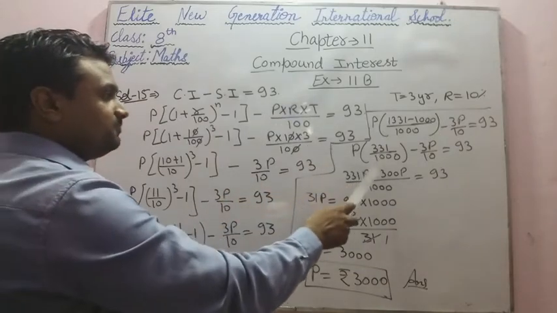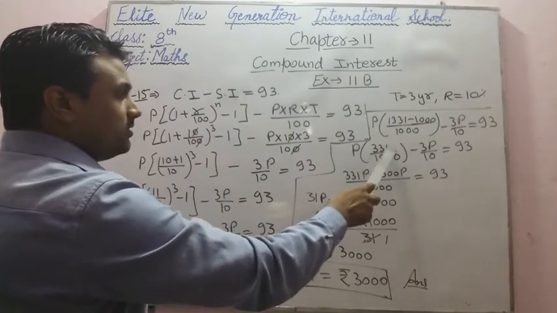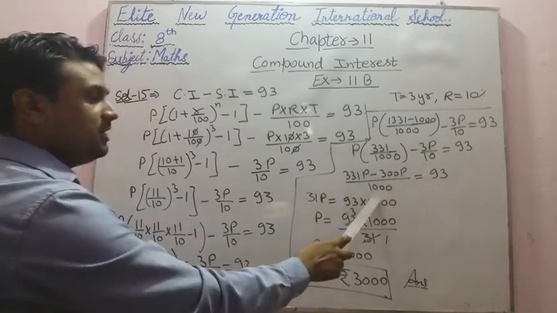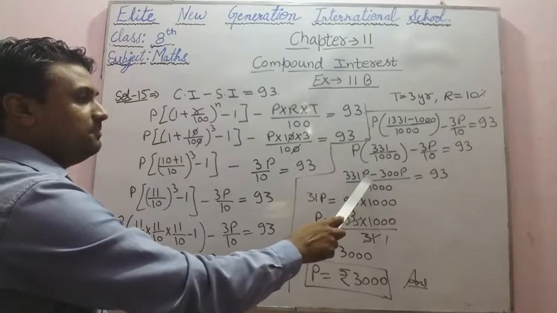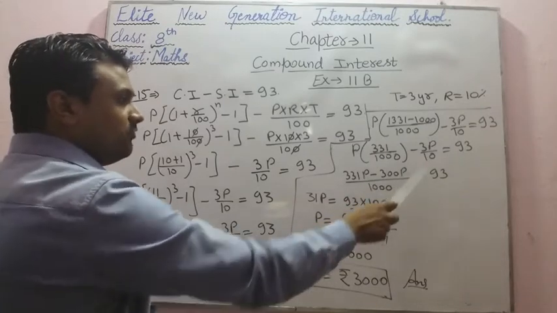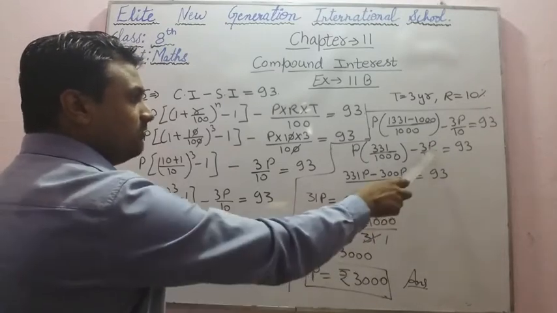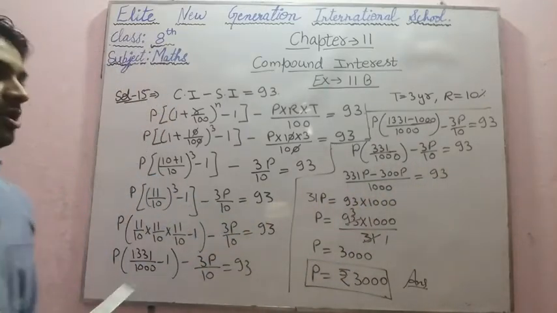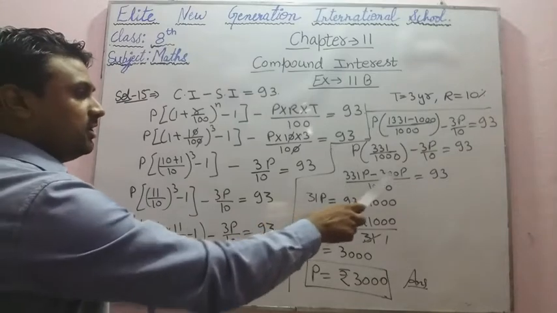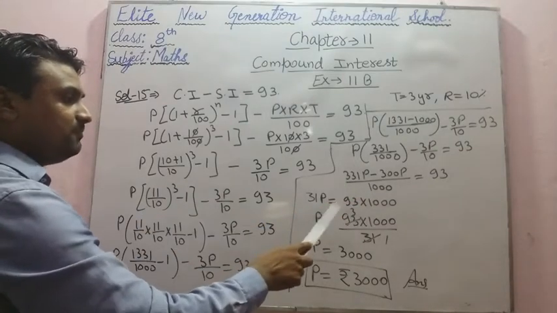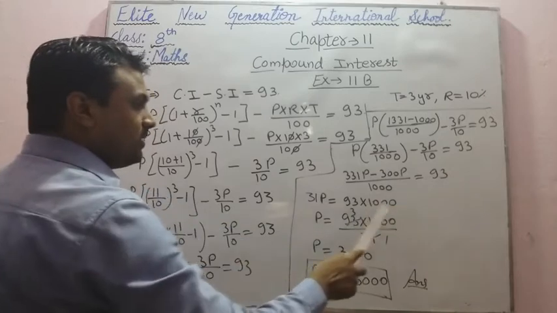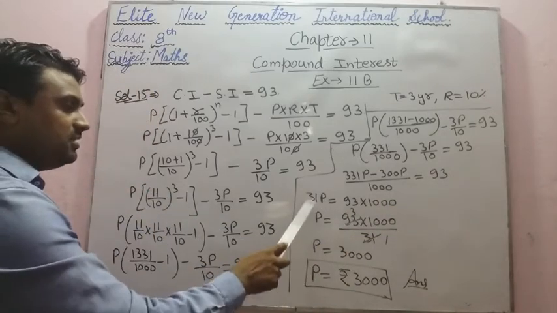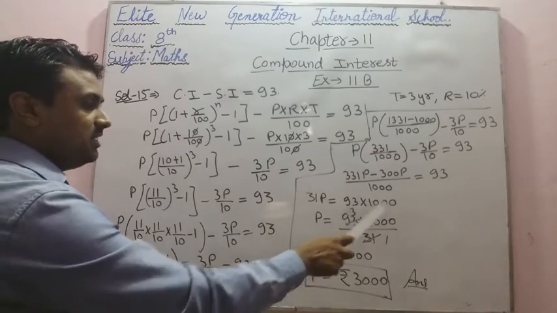So here it will be 331 upon 1000 P. Now taking LCM of 1000 and 10, it will be 1000. So it will be 331P minus, now 1000 divided by 10 will be 100, 100 into 3P will be 300P, equal to 93. Now solving it, 331 minus 300 will be 31P, equal to 1000 multiplied by 93. So 93 into 1000.